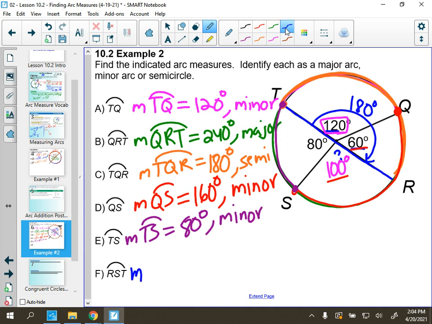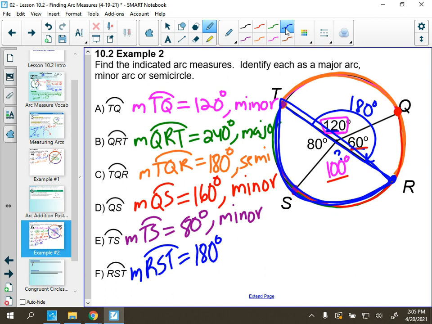The measure of arc RST is what? Start at R, pass through S, and finish on T. Oh, look at that, another semicircle. Half the circle, so 180. All right. Pretty colors and everything, looking good.